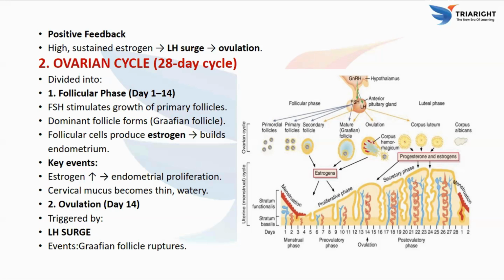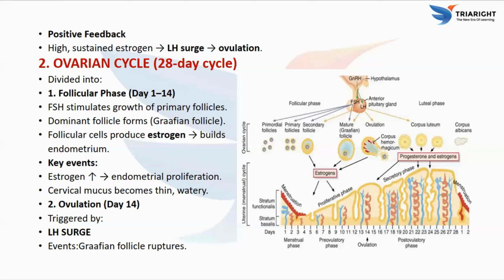So coming to the follicular phase. What is the follicular phase? This is the first half of the cycle. What happens in this phase? FSH hormone is released from the pituitary. It stimulates several follicles to grow. Out of these, one follicle becomes dominant, which is called the Graafian follicle.